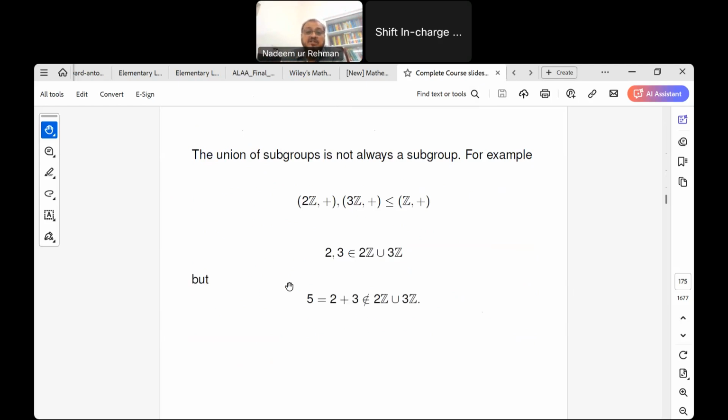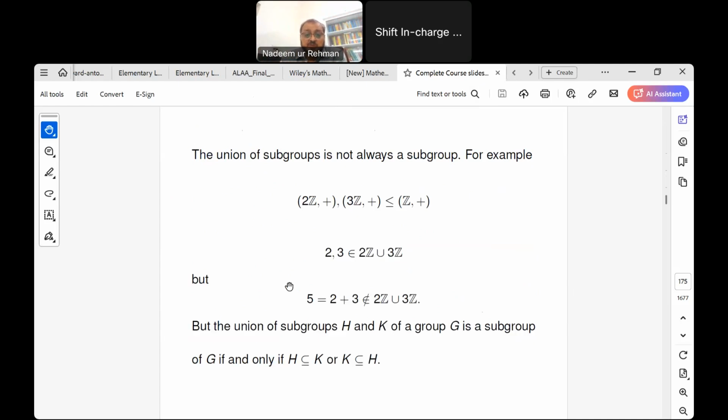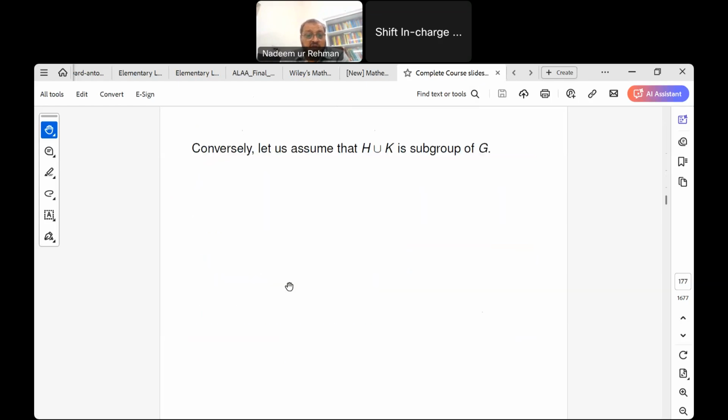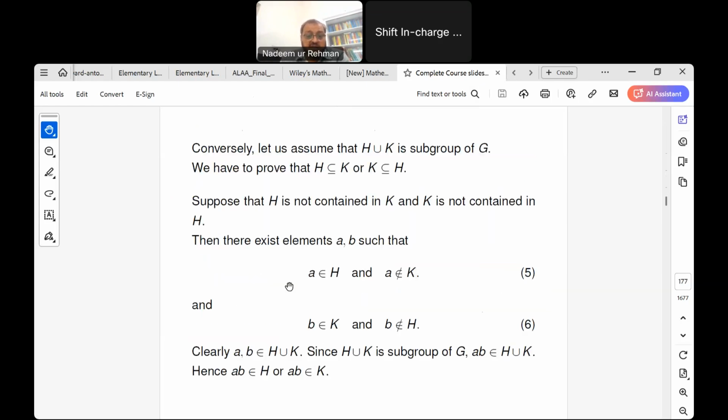So in general the union is not a subgroup, but the union of two subgroups is a subgroup if and only if one of the sets is contained in the other. If H is a subset of K or K is a subset of H, then H union K is clearly a subgroup. We prove this result in the lectures.